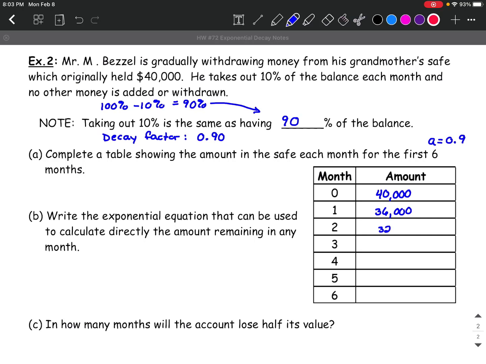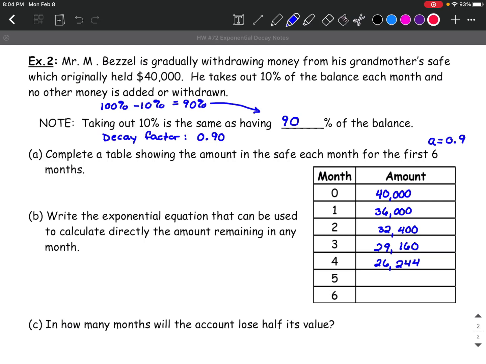We have $32,400. We multiply by 0.9 again. We'll get $29,160. Now we're going to multiply by 0.9 again, $26,244. And remember, this is money, so we're going to round to the nearest hundredth, 2 digits after the decimal whenever we need to.